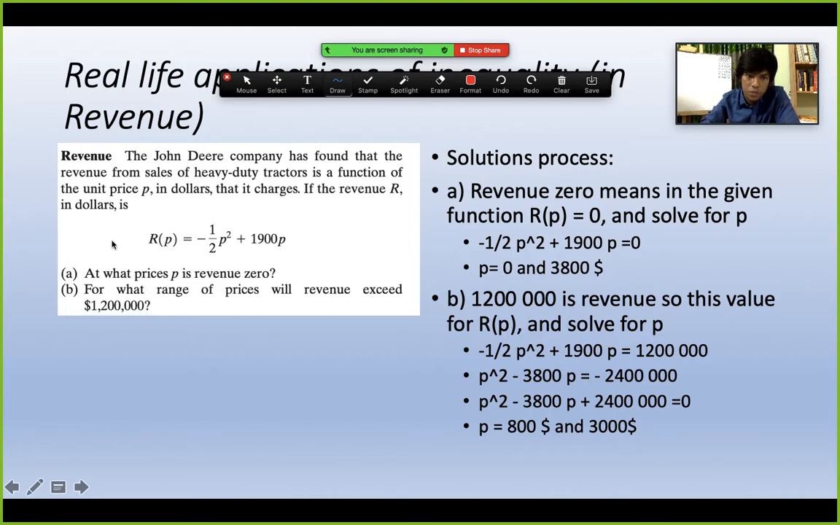That means we have to put this 1,200,000. So 1,200,000 equals this. Then we have to solve for p. And we get p equal to two different values. One is 800, another one is 3800, or 3000, we can say that also.